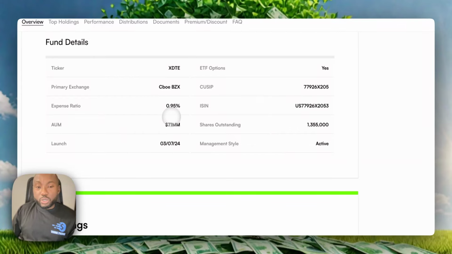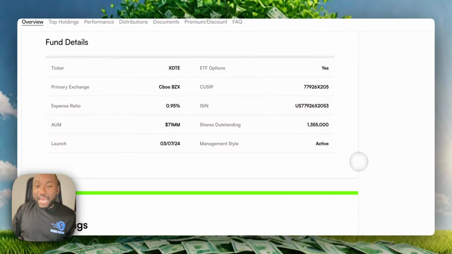And when you look at the expense ratio, you're paying 0.95. It's a little bit higher, but think about this: you're getting 30 to 40% annual distribution, and you're getting it weekly, so 0.95. That's less than 1%. So that's nothing. We look at the AUM, assets under management, right now. It has 71 million. It's not a billion yet, but it's 71 million. It's something.